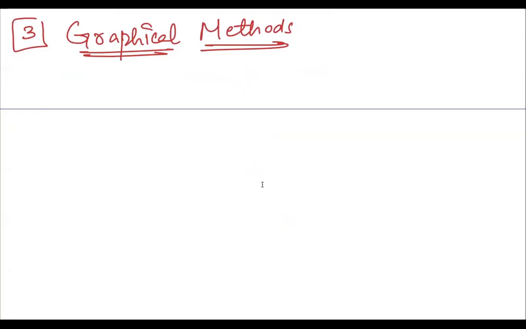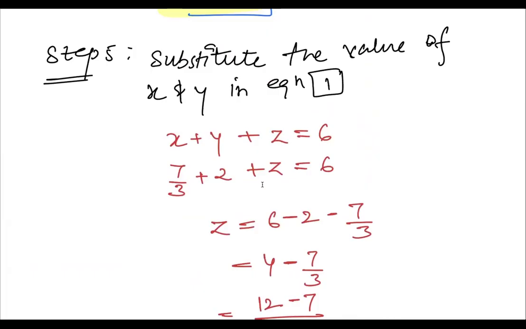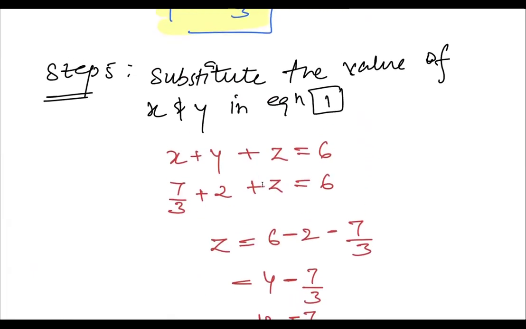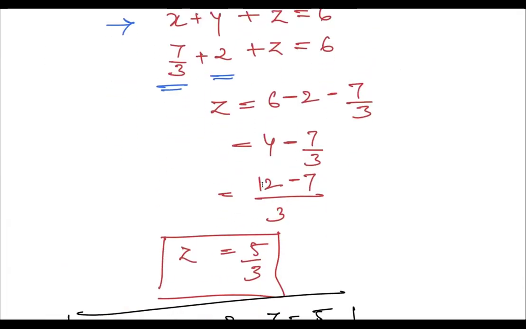Okay, thank you. So now, the graphical method, as the name suggests. What value did you get for z? Z is 5 by 3. So what we are doing is substituting the value of x and y in this equation, right? We have substituted the values of x and y in this equation and essentially solved it for z.